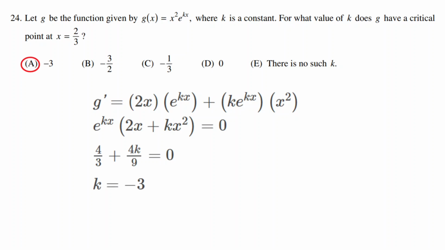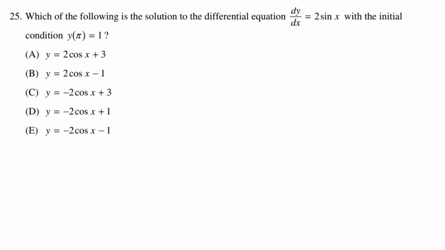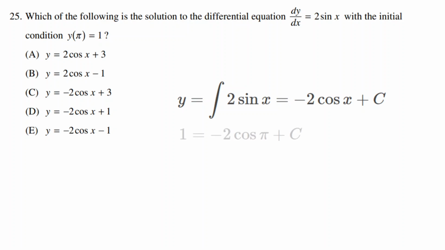The answer is A. In 25, we integrate to get y equals -2 cosine x plus c. We plug in the initial condition, solve, and c ends up being -1. E.